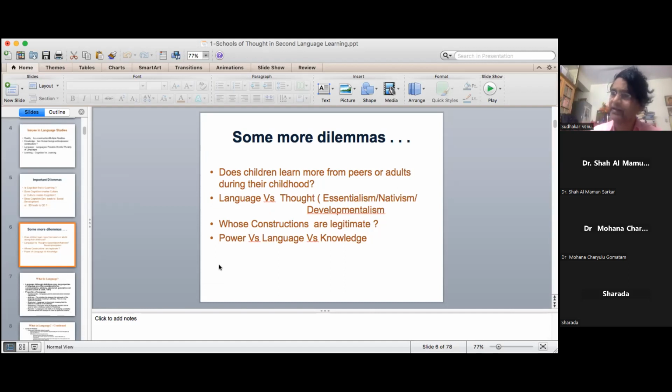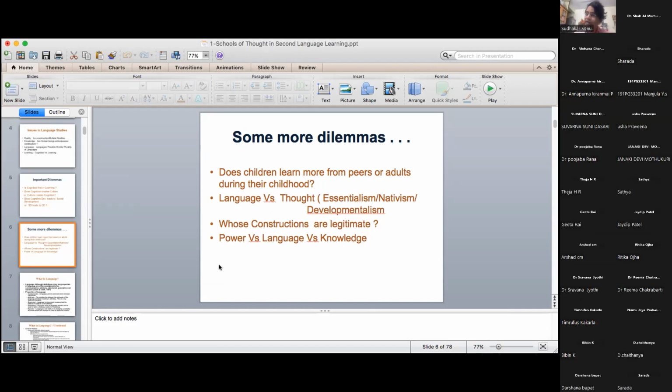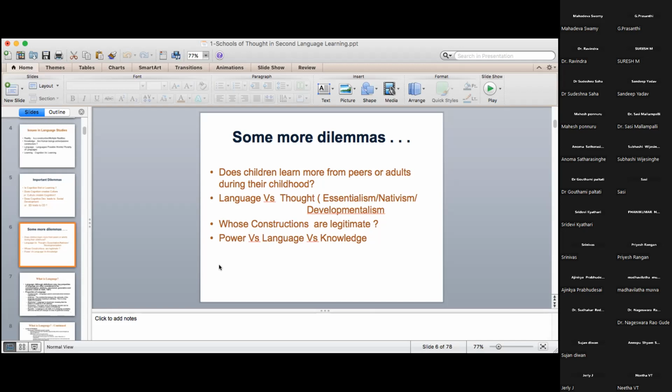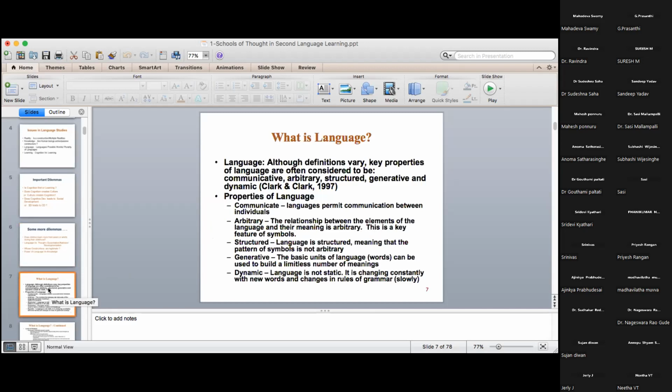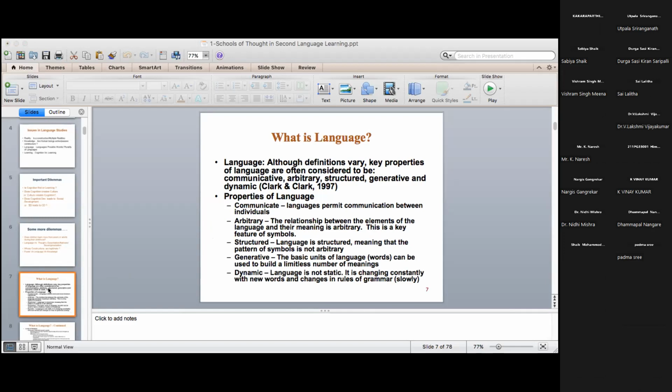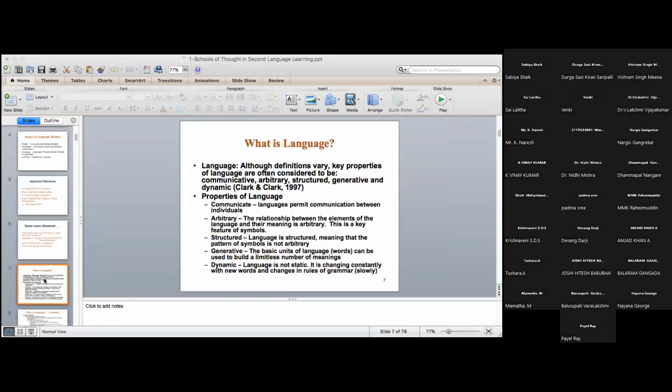I'm just taking the idea of power and how it is related to knowledge, which mostly you might have studied in postmodern literature, especially Foucault and post-structural discourse. Friends, I don't go into very fundamental aspects like what is language. Most of you are aware of what language is. There are a number of definitions of language. People from different disciplines within language studies try to look at language from their perspective.